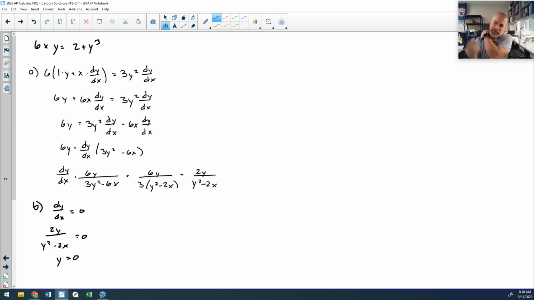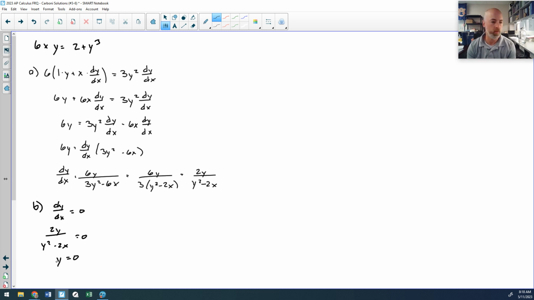And then just something you want to be aware of: while the numerator does need to be 0, we want to make sure that the denominator is not also 0. We do not want to have a 0 divided by 0 situation. So just have that in the back of your mind as we work through this problem.